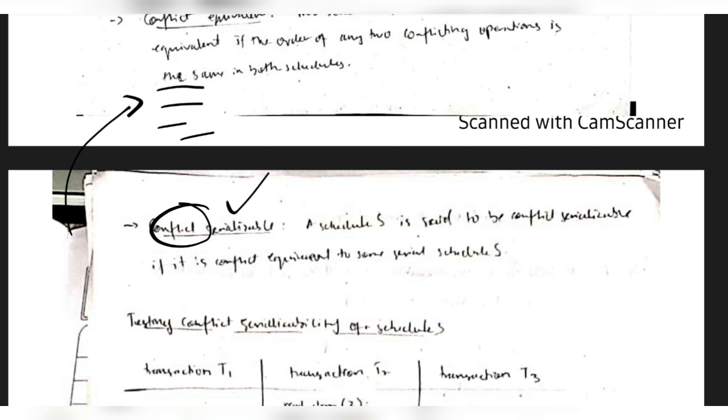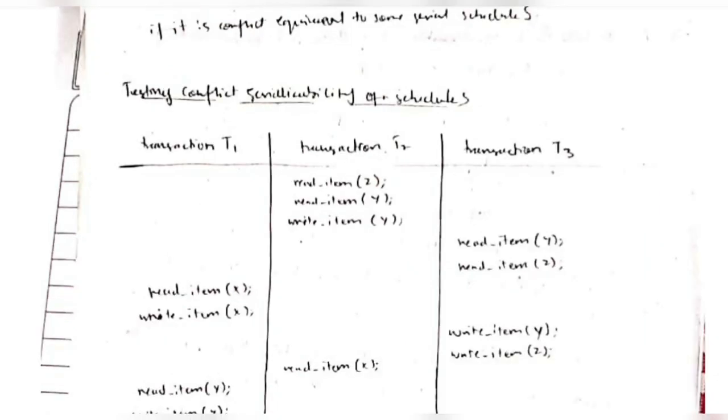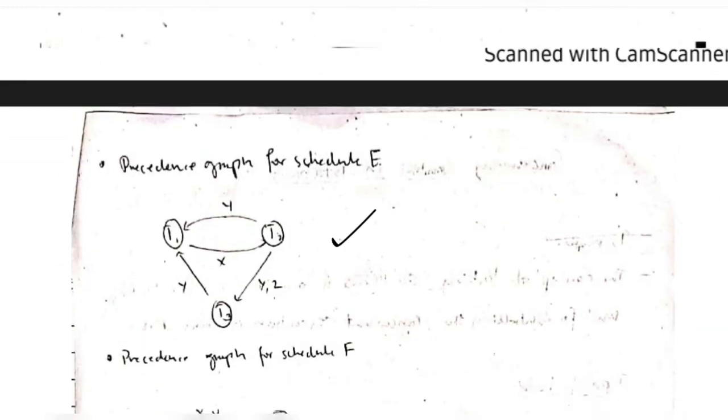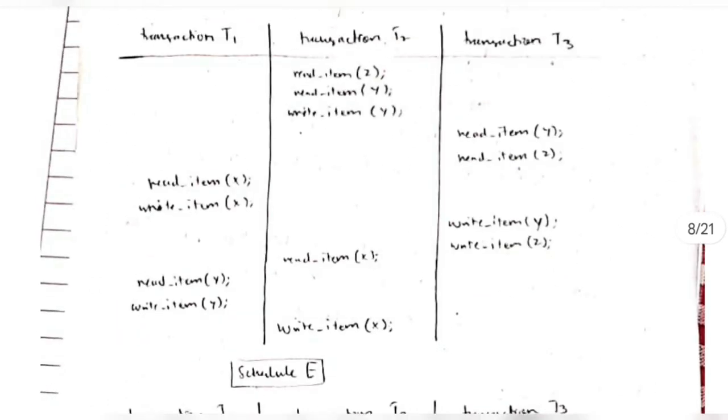This is serializable. Okay, so let's take an example for testing conflict serializability of schedules. We will be given a table like this, which will have like 3 transactions, and what we are supposed to do is create a precedence graph and then see if there is any cycle or not. If there is any cycle, that means not serializable. If there is no cycle, it means serializable. Okay, so let's see how to do that.